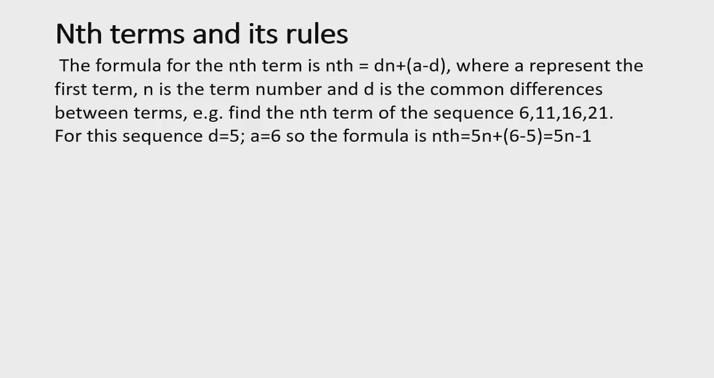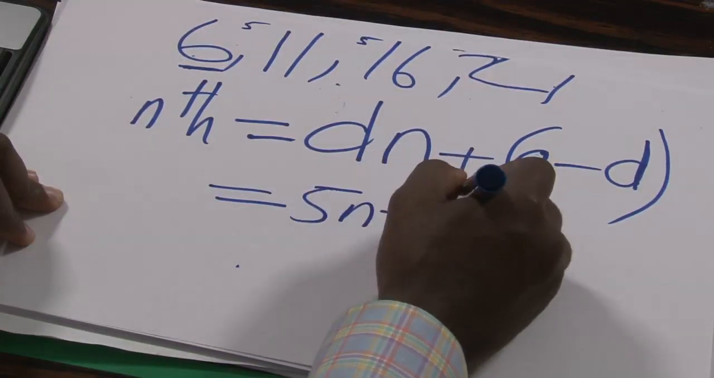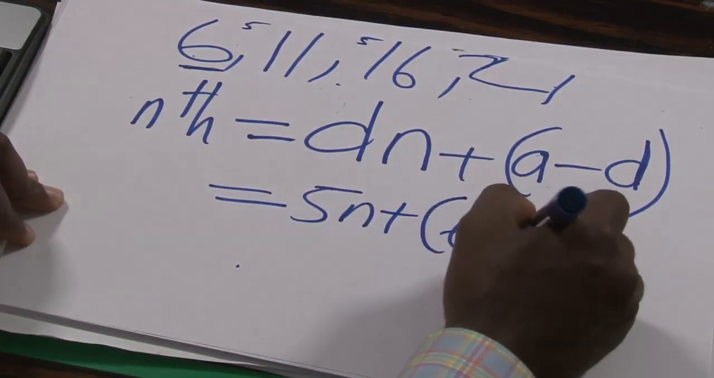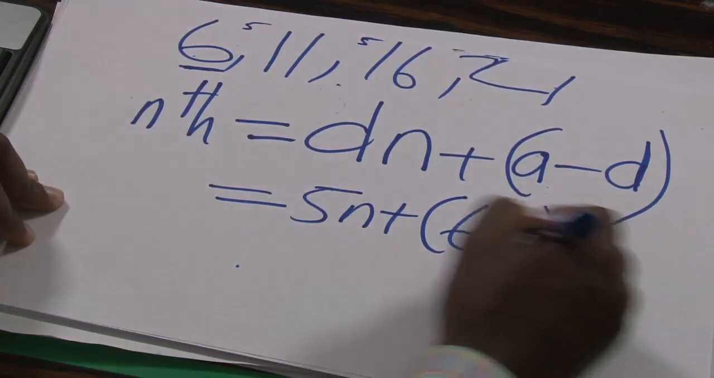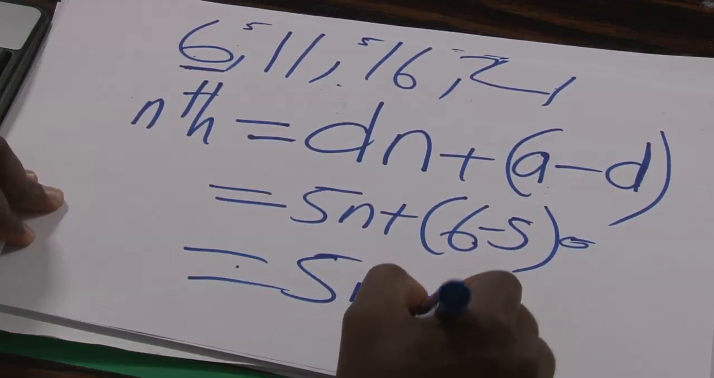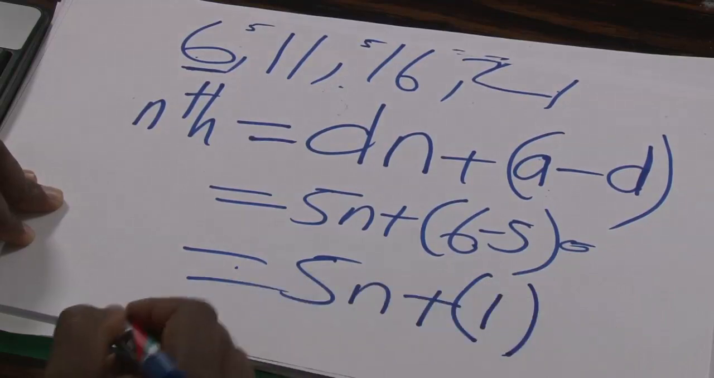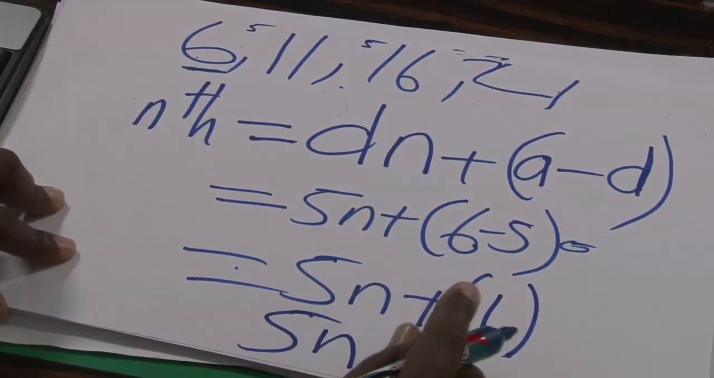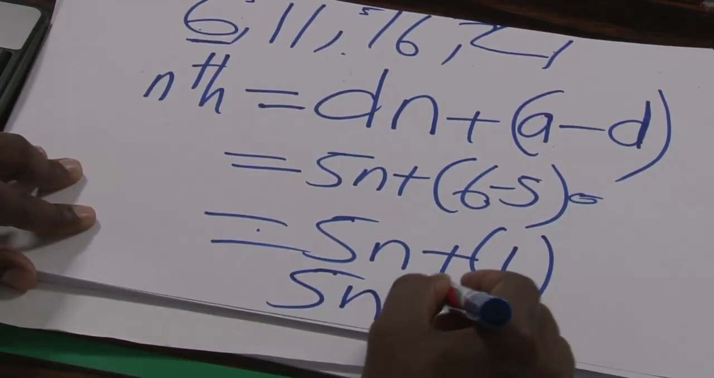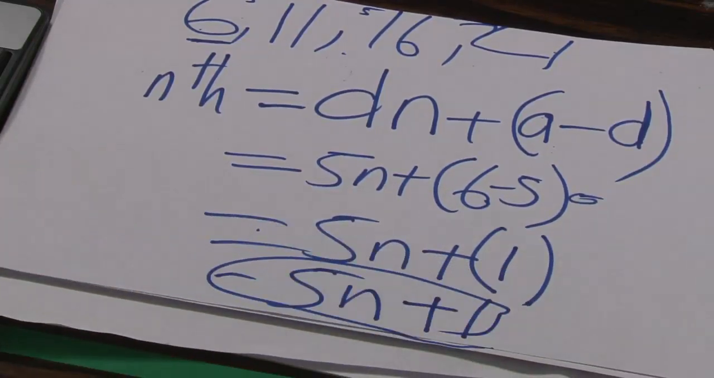So your nth term here will be 5n plus 6 minus 5, and when you calculate this, you will find that 6 minus 5 is 1. So your nth term is 5n plus 1. And that is what we are looking for, the final answer that you need to give when they ask you, what is the nth term for this rule?